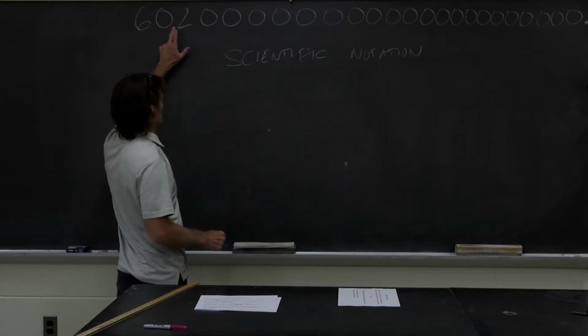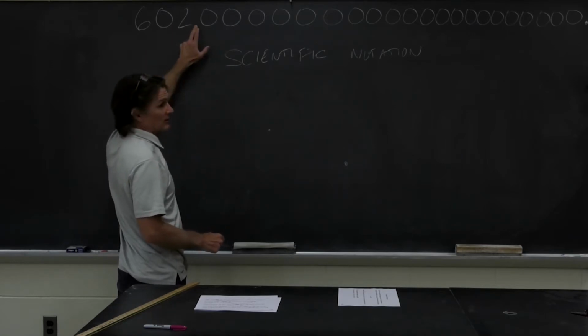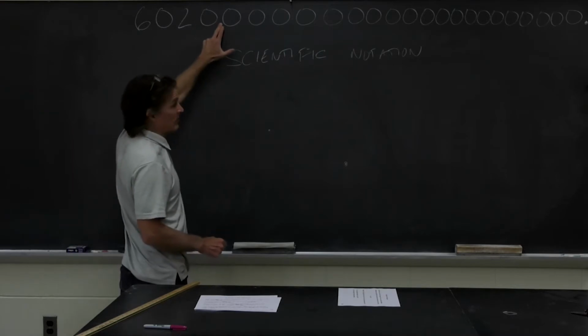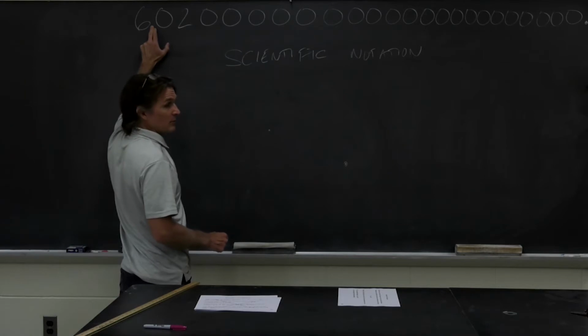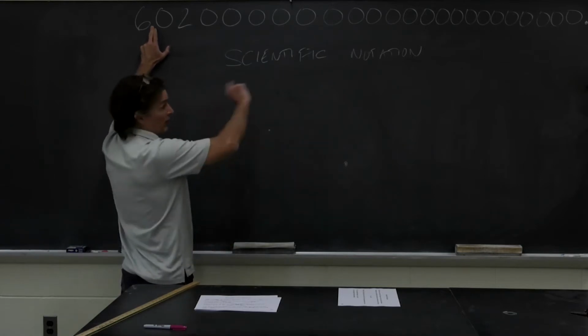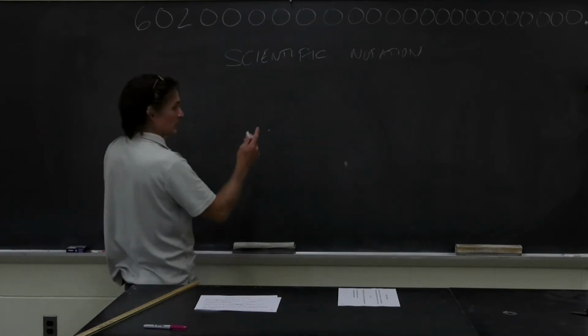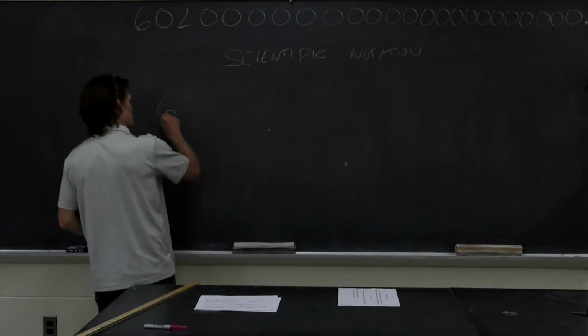If I put the decimal there, it's 60, if I put the decimal there, 602, if I put the decimal there, 6020, but if I put the decimal there, the number becomes 6.02, and I can drop all those zeros. So I'm going to do that. I'm going to write this number as 6.02.